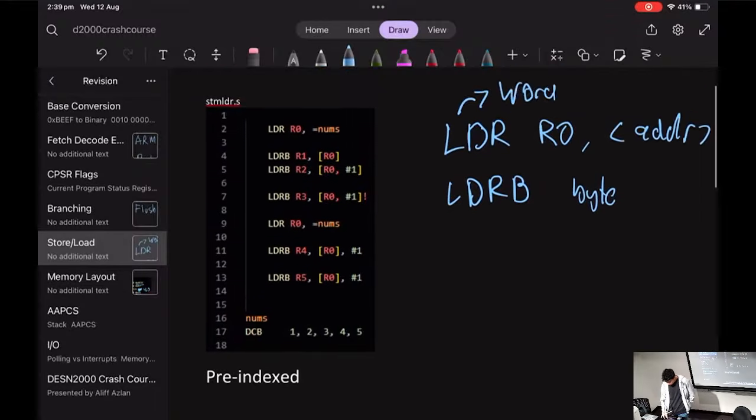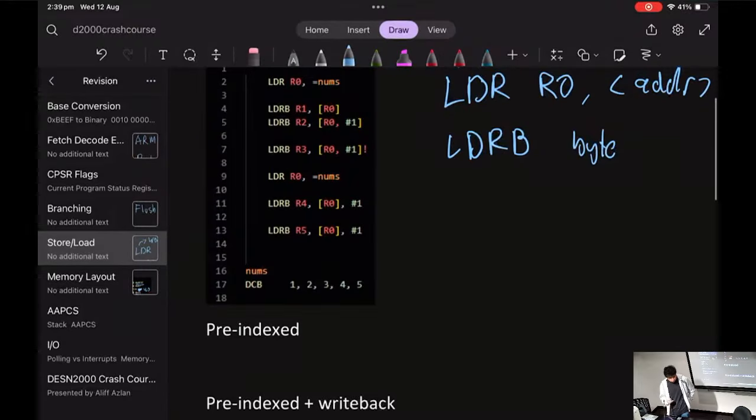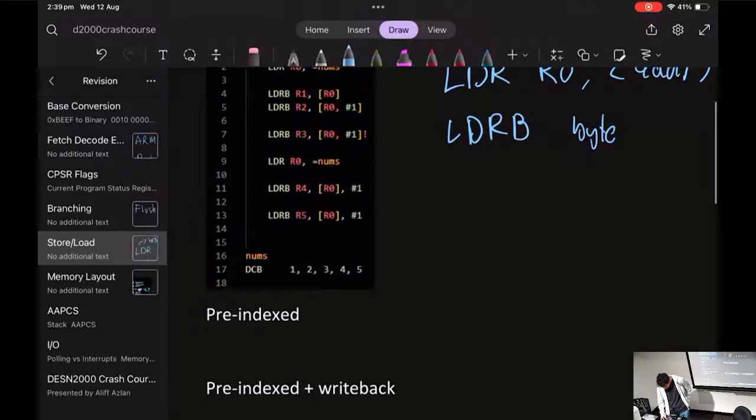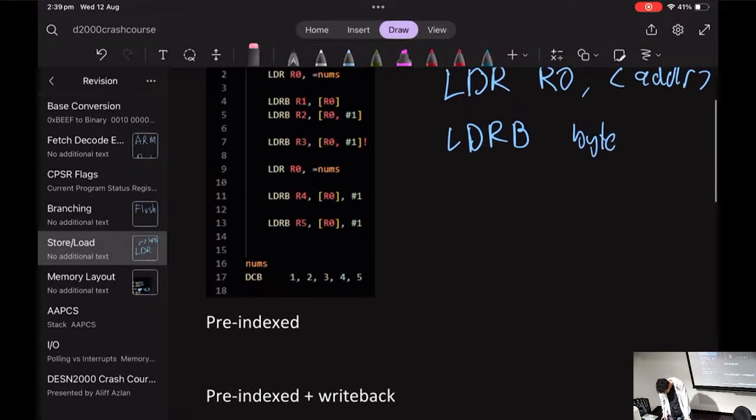All right. Now, there's a couple ways of doing indexing. So when you want to load multiple things, we can use three different types of indexes. We have pre-indexed, with the write back, and post-indexed. So what do these mean? Let's look at this code snippet here.